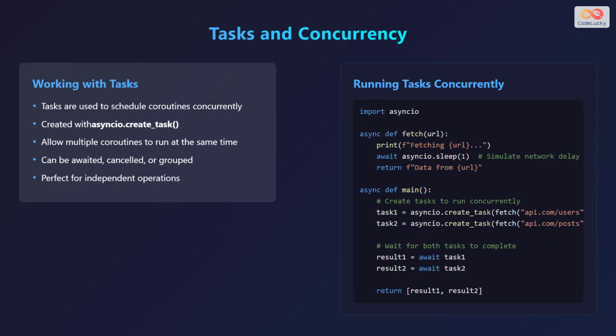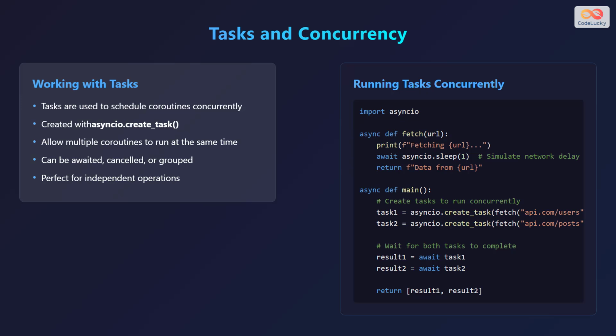Now let's explore tasks and concurrency. Tasks are used to schedule coroutines to run concurrently. You can create a task using the asyncio.create_task function. This allows multiple coroutines to run seemingly at the same time, without blocking each other. Tasks can be awaited, cancelled, or grouped together, making them perfect for managing independent operations.